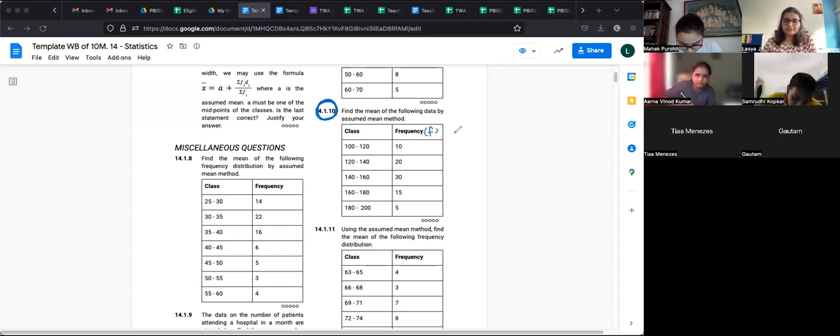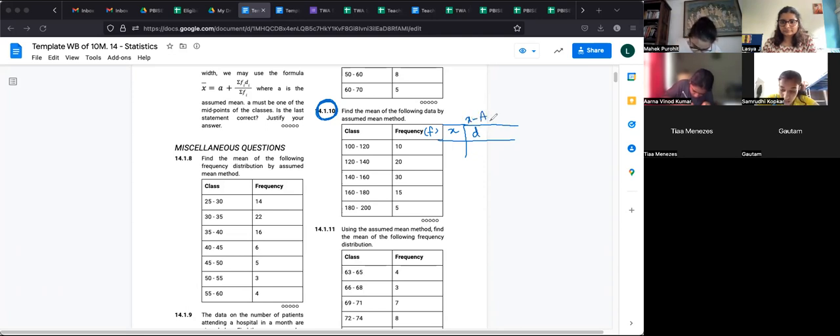So f is given, need to find x. After that, assumed mean, once you know it, find x minus a. This is your d, all the deviations. And then once you have d, find fd. So this is what your table should look like at the end. This will be sigma fd. Okay. Sigma f. Find both.